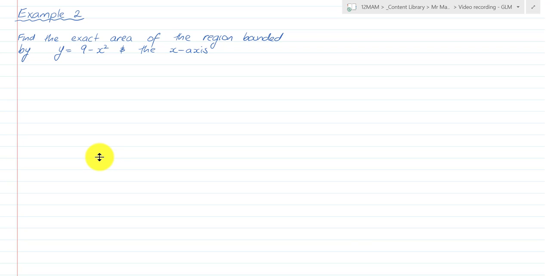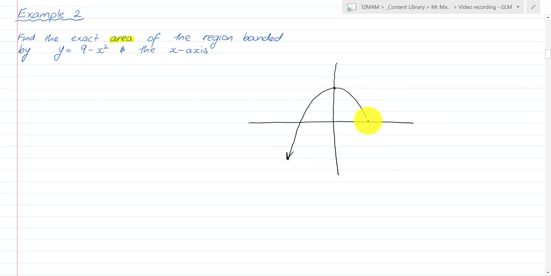So in example 2 we're going to find the exact area of the region bounded by y equals 9 minus x squared and the x-axis. And you'll note here, as we spoke about before, it's mentioned the word area, so we'll be using units squared. Now let's have a look at this diagrammatically. 9 minus x squared looks like this. It goes up to 9, it's been translated all the way up to 9, which I'm going to say is here. And because it's minus x squared, it flicks down.